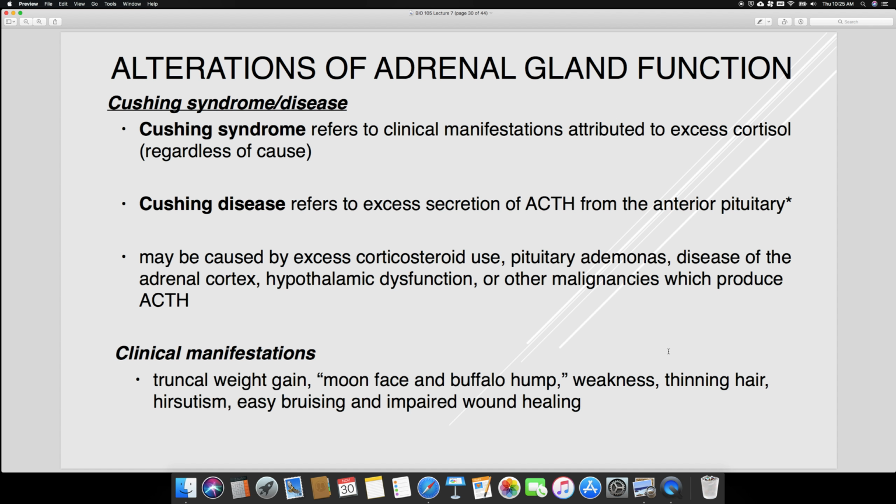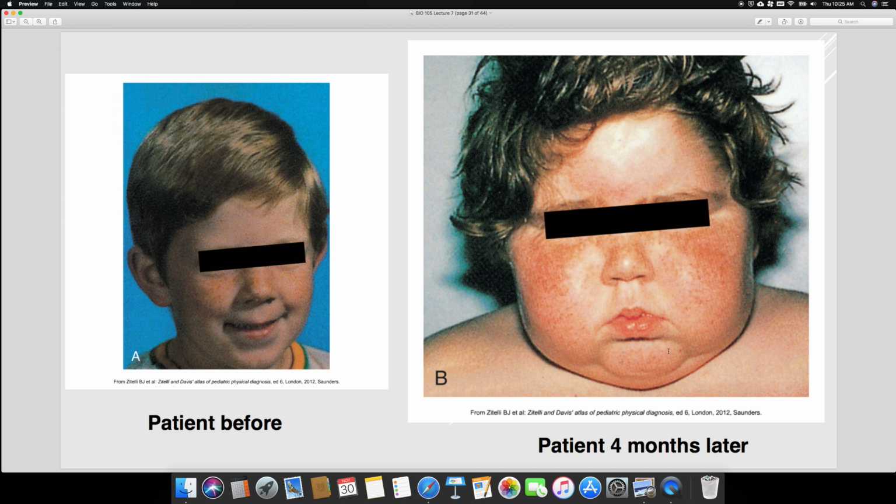As far as clinical manifestations, so kind of the hallmark signs here are moon face and buffalo hump. Also truncal weight gain, so weight gain around the midsection. You'll see wasting of the limbs, thinning hair. They tend to bruise very easily. You may see hirsutism in women. So a number of clinical manifestations. So we showed these pictures here. Patient before, patient 4 months later. This is clearly Cushing syndrome.